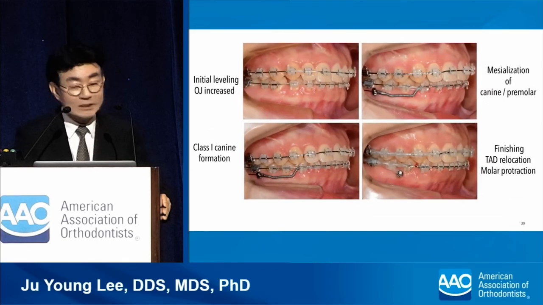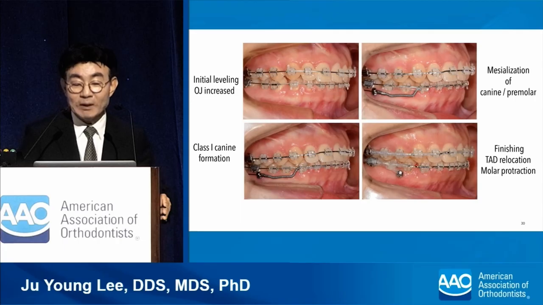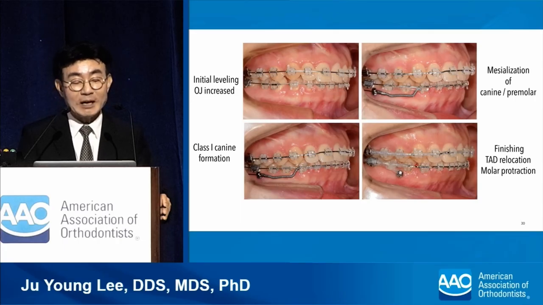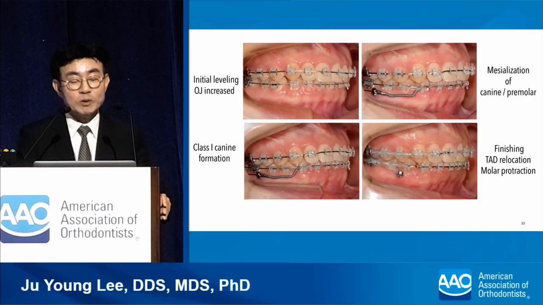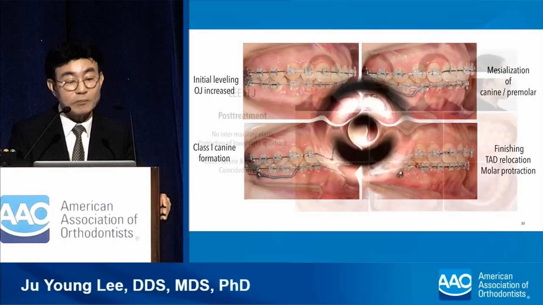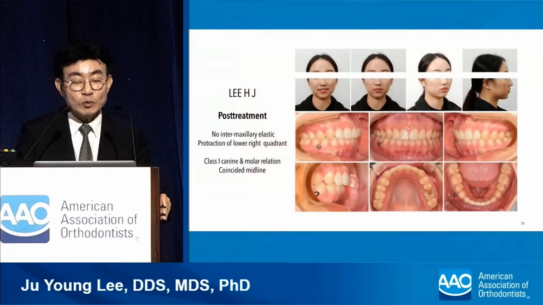Overjet was increased after initial leveling, and the mandibular anterior teeth and canine were pushed forward using a TAD-supported open coil spring. After improving the midline and canine relationship, the premolars and molars were moved mesially. Good occlusion was formed by mesial movement of the lower right quadrant. The mandibular midline was corrected, and a good class 1 occlusal relationship was achieved without using intermaxillary elastics.